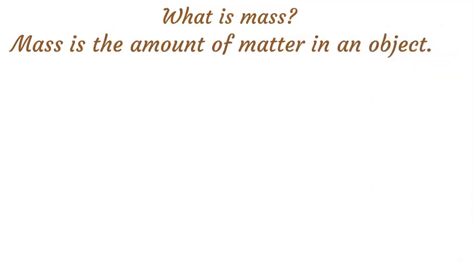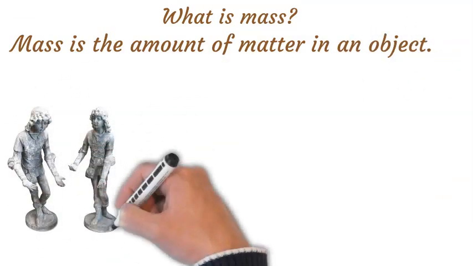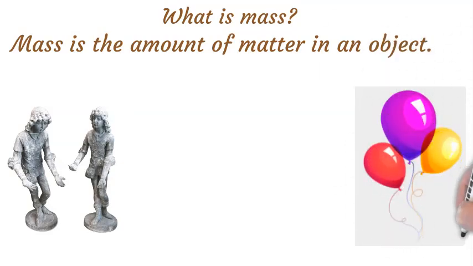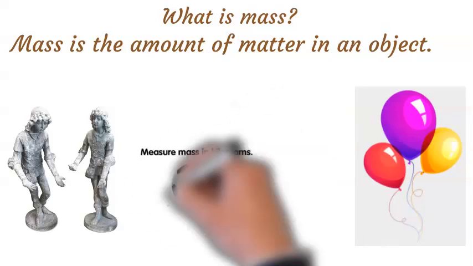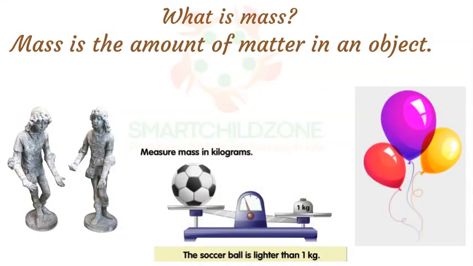Mass is the amount of matter in an object. You might have a small object with a lot of mass, such as a statue made of lead. You might have a large object with very little mass, such as a balloon filled with helium. Mass is measured in kilograms.